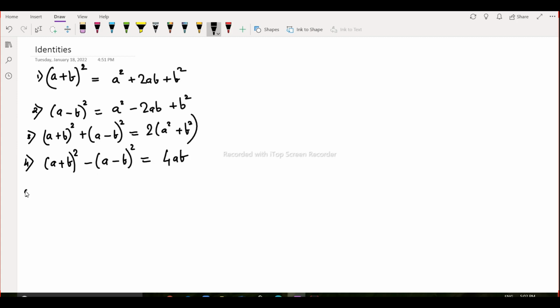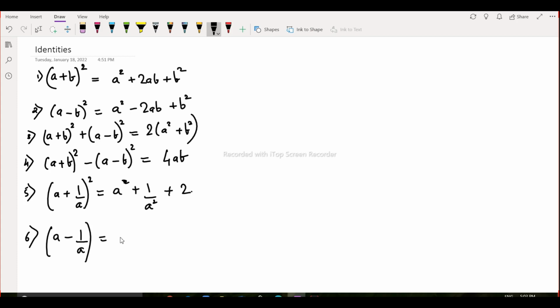Similarly, if we try and make a formula using the expansion formula for (a plus 1 by a) the whole square, you'll get a square plus 1 by a square plus 2. So if we change the sign, if you have (a minus 1 by a) the whole square, you'll have a square plus 1 by a square minus 2.